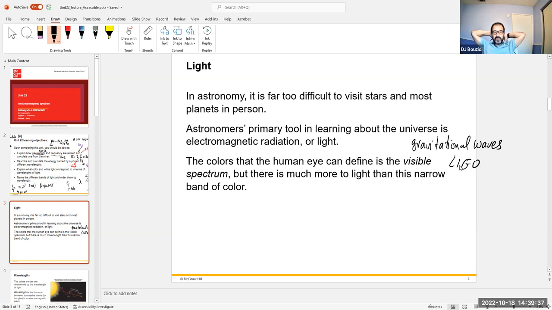And gravitational waves are not light. They travel with the speed of light too, but they're not light. They're actually a different kind of wave altogether. It's actually space and time that are fluctuating. Time itself is being stretched along with space too. So this is brand new technology.